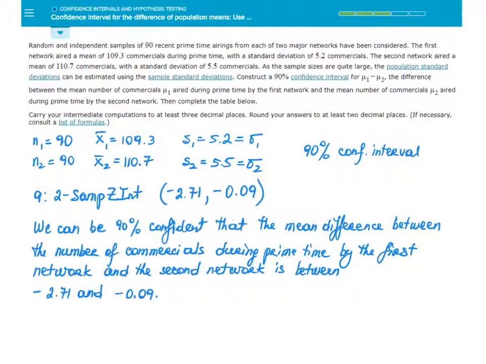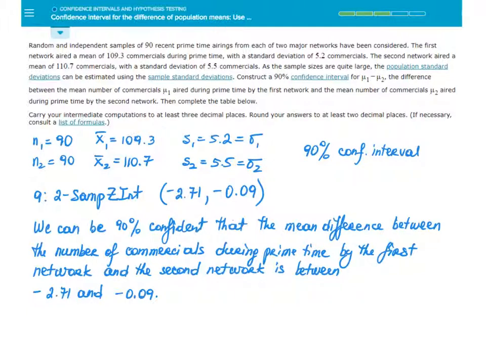Construct a 90% confidence interval for the difference mu sub 1 minus mu sub 2, and this is the difference between the mean number of commercials mu sub 1 aired during prime time by the first network and the mean number of commercials mu sub 2 aired during prime time by the second network. Then complete the table below. Carry your intermediate computations to at least 3 decimal places. Round your answers to at least 2 decimal places.